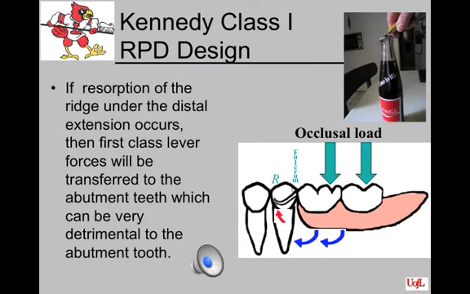If resorption takes place under that distal extension, then the first-class lever forces will be transferred to the abutment teeth, which can be very detrimental to that particular tooth. As that occlusal load goes down, the more room there is because of resorption, the greater that problem will be on the abutment tooth.